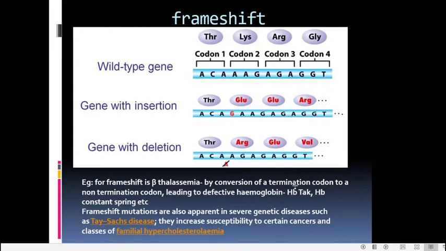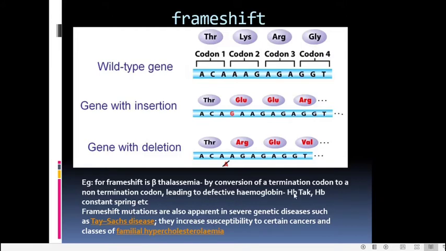So here what happens is that due to a frame shift, a termination codon, that means a codon which signals that protein synthesis or polypeptide synthesis has to be stopped, has been mutated to a non-termination codon, leading to further protein synthesis without termination. So there will be defective hemoglobin synthesis. This all occurs in the gene coding for the globin chain of hemoglobin. So by the conversion of a termination codon to a non-termination codon, a defective hemoglobin will be produced.